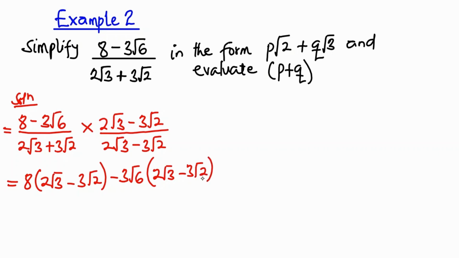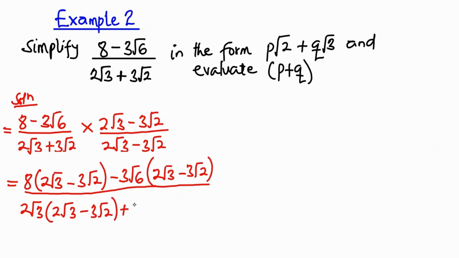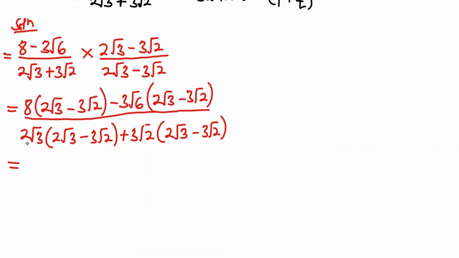2. Now we divide, and at this point we consider 2 root 3, which multiplies everything at the right hand side. So we have 2 root 3 minus 3 root 2. And then also consider plus of 3 root 2 multiplied by 2 root 3 minus 3 root 2. Now we continue by expanding, and that gives us 8 by 2 gives us 16.